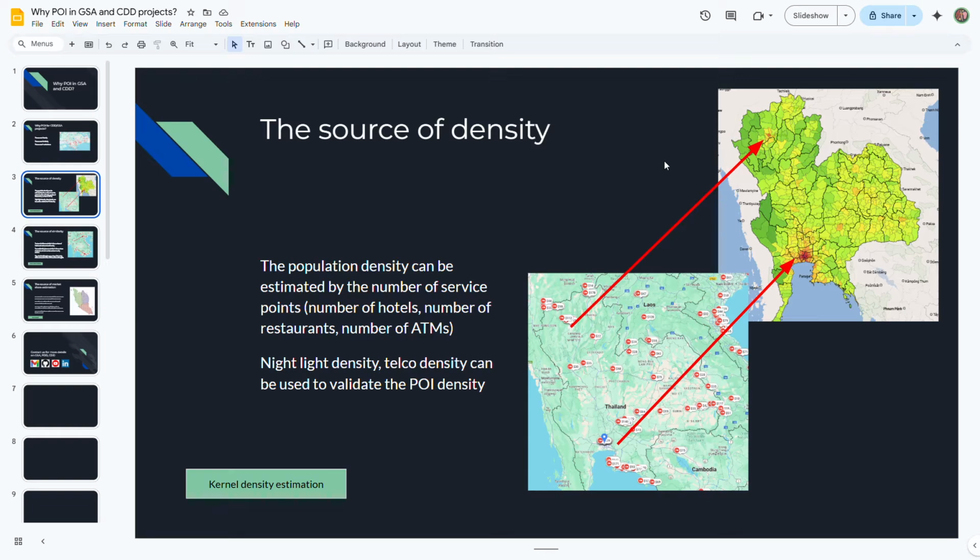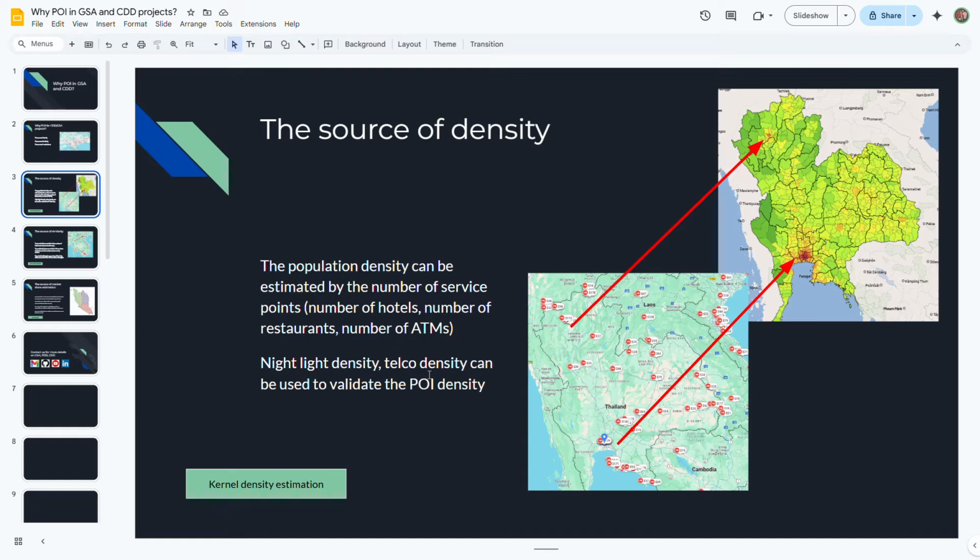Alternatively to the POI density, the POI density is just the points on the internet, on Google Maps, OpenStreetMap and the other maps as well. So this is one way to estimate density. But the other ways would be nightlight and telco density.